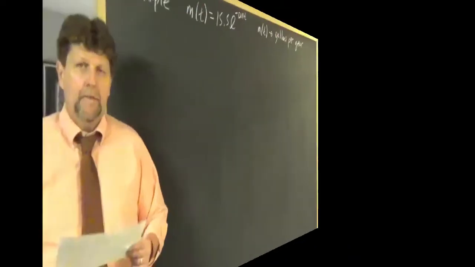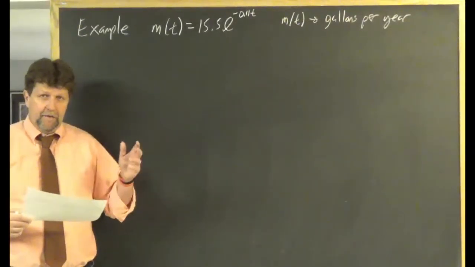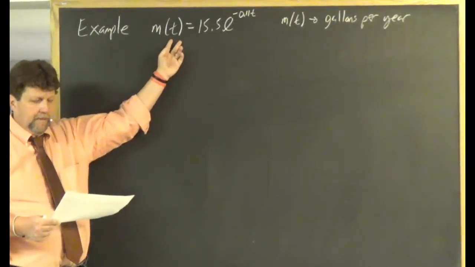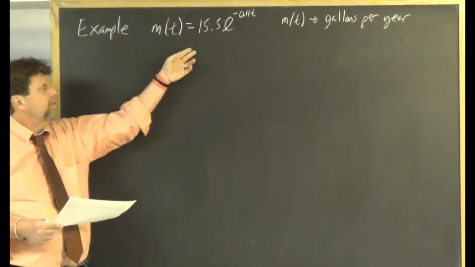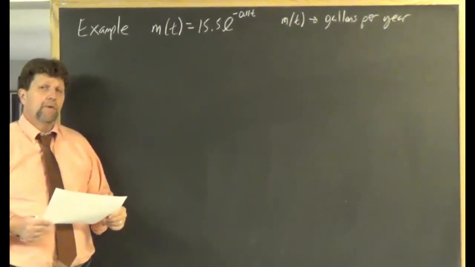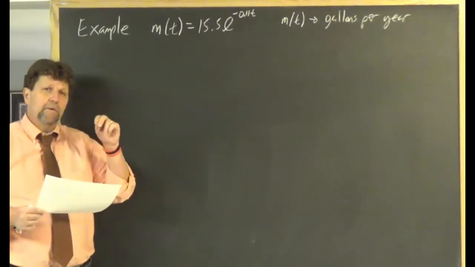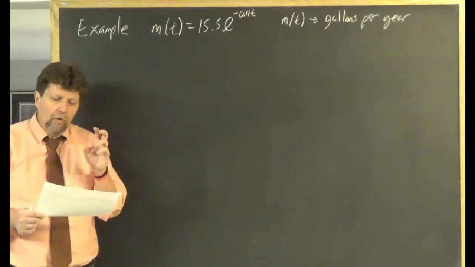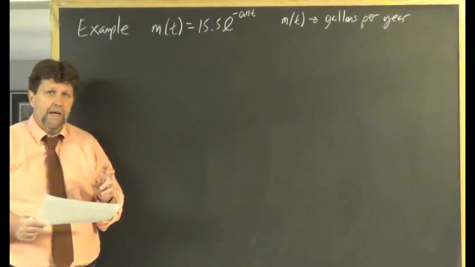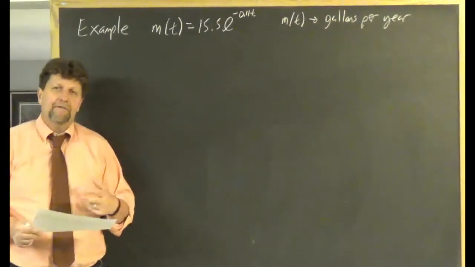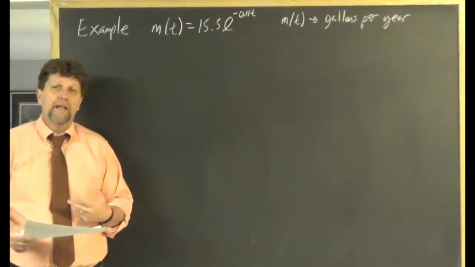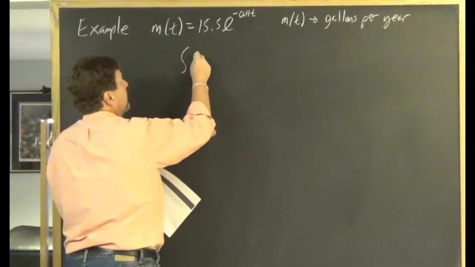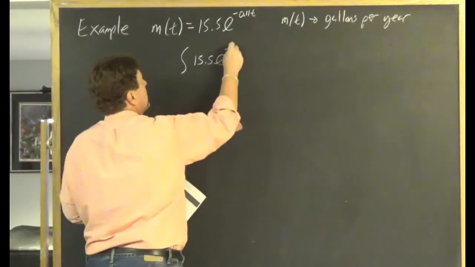All right, folks, this example, I'm not going to read all the words. It's a maple syrup farmer. This was the function. M of t was 15.5 e to the negative 0.11 t, where m of t was measured in gallons per year. So we're asked to estimate the total amount of maple produced by this tree. So folks, you're given a rate function. To get a total accumulation, you integrate the rate function.